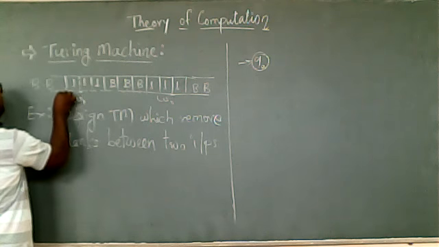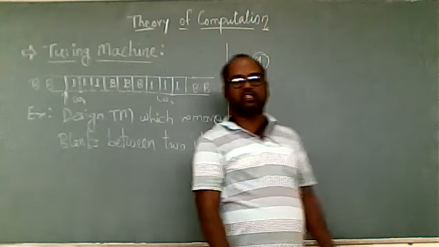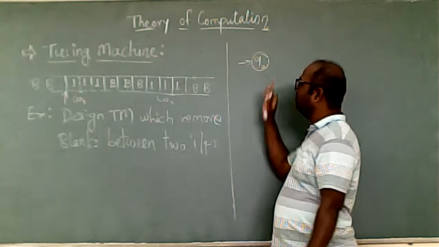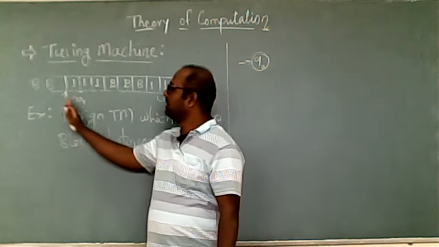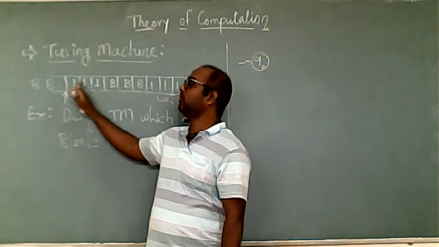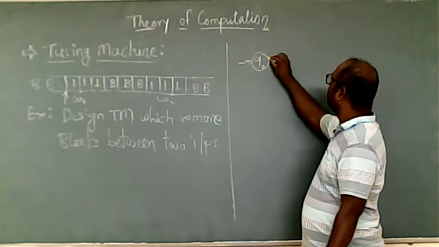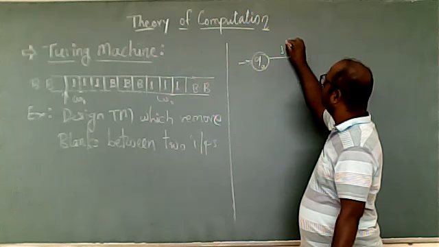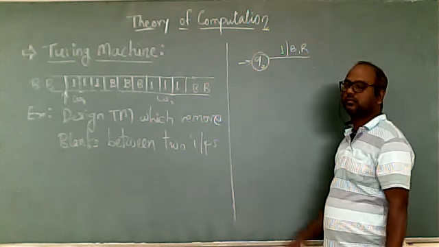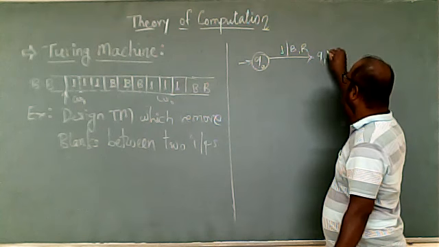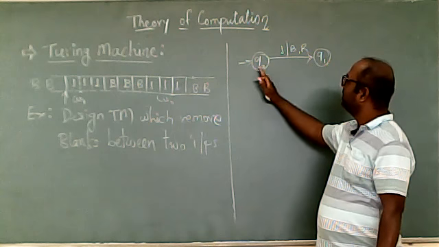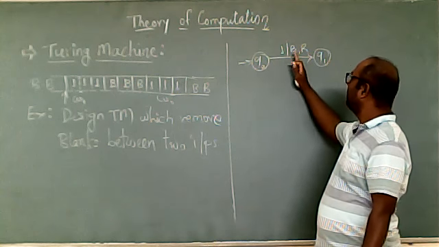Now initially your read write head is always at the first input symbol. That is your Q0 initial state. So what our logic says: first one, replace it with blank and move right. So at the initial state, if I am getting one, replace it with blank and move right. That will be your state Q1. That is your one transition.